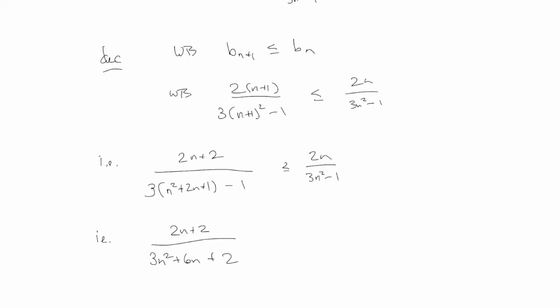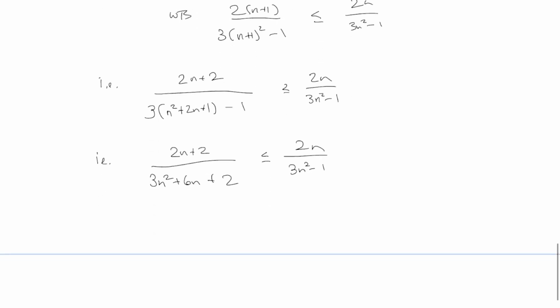I hope everybody's feeling good about this. On the right, 2n over 3n squared minus 1. Now we multiply the denominators across, as we usually do in these kinds of things. This is the same as (2n plus 2)(3n squared minus 1) less than or equal to 2n(3n squared plus 6n plus 2).